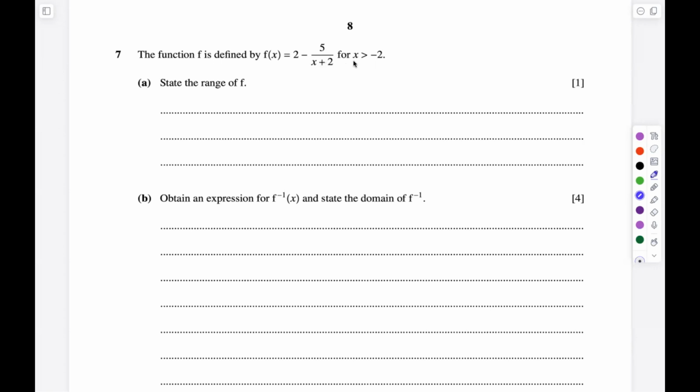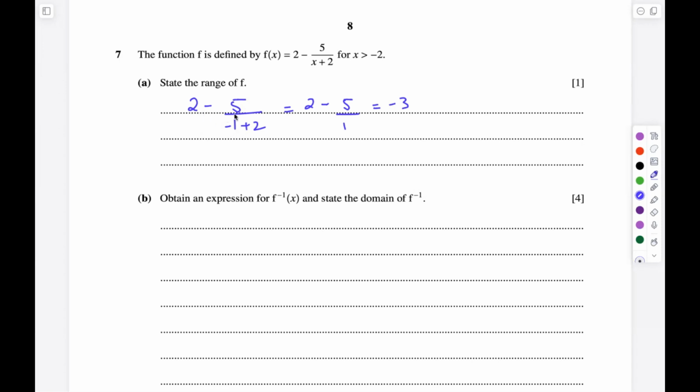upon that value. As the value of x has to be greater than minus 2, let's take x as minus 1. So this will be equal to 2 minus 5 upon 1, and 2 minus 5 will be minus 3. As this value keeps on increasing, this will be 2 minus 5 upon a positive number all the time.